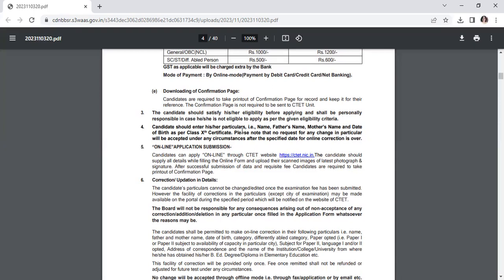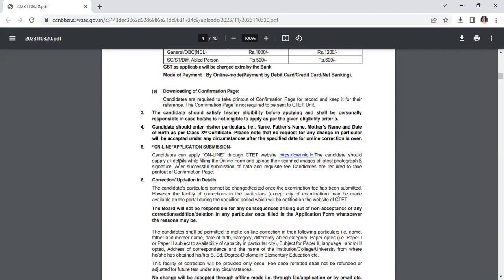Candidate should enter his or her particulars, that is name, father's name, mother's name, date of birth, as per class 10 certificate. Please note that no request for any changes in particulars will be accepted under any circumstances after the specified date for online correction is over. Remember that you are going to write all the details as per your class 10 certificate. Whatever name is there, father's name, mother's name, date of birth, everything as per the class 10 certificate. I hope you have understood all these things.